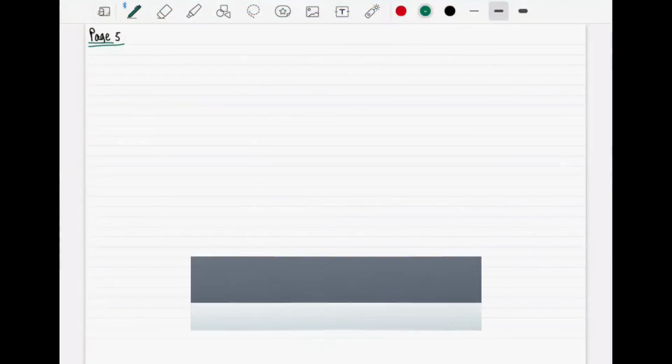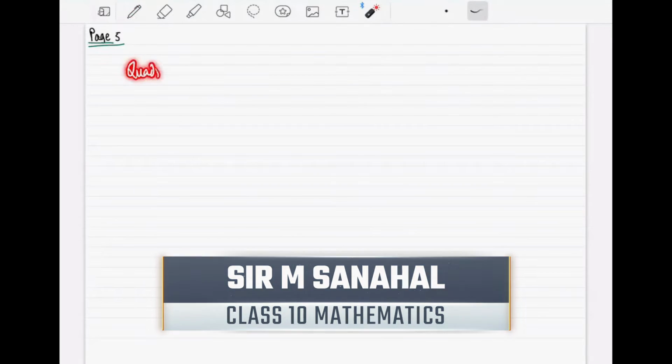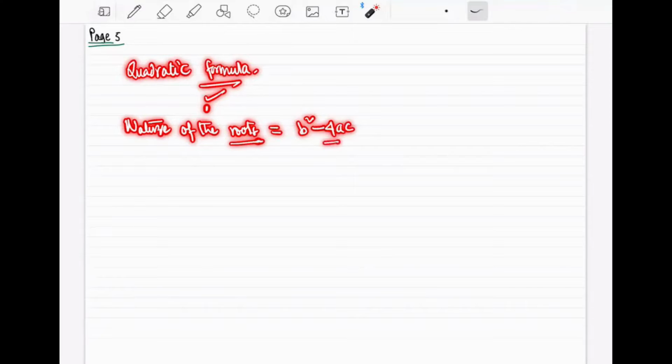Hello students, we will continue the quadratic equation from the previous part. We have done the quadratic formula, right? We have already explained the quadratic formula. Then we have also explained the nature of the roots. The nature of the roots is based on an expression, right? b square minus 4ac, whether it is positive or negative. Positive will give you real roots, negative will give you imaginary roots, right? So this b square minus 4ac, we call it the discriminant.